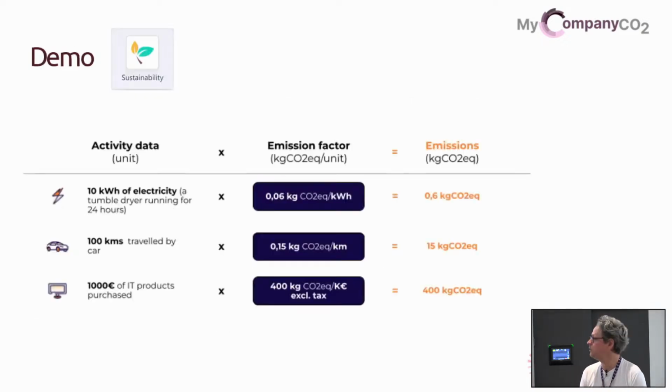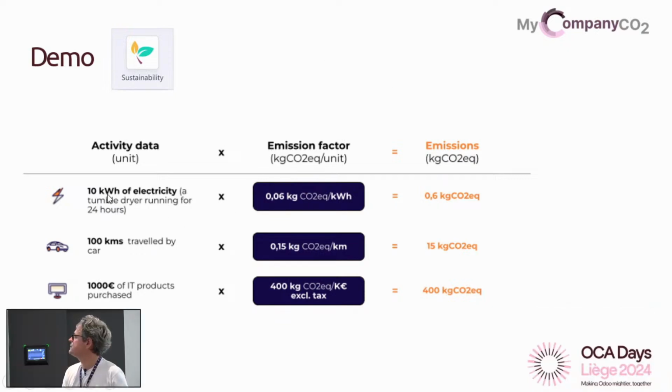Before jumping to the demo of the sustainability module, you need to understand one thing. To compute emissions, you have some activity data. So here, for instance, if you are consuming 10 kilowatt hours of electricity, you need to know what is the emission factor. This is usually provided either by the government or by universities or by some other companies. So here, if you say that your carbon footprint is 0.06 kilograms of carbon equivalent per kilowatt hour, if you consume 10 kilowatt hour, then your emission is worth 0.6 kilograms, right?